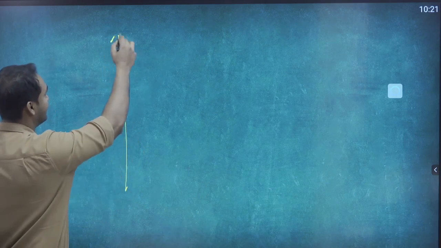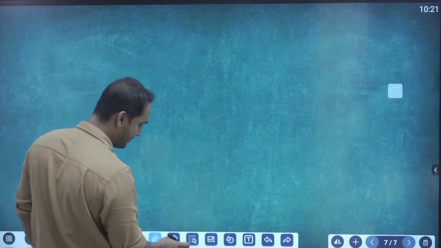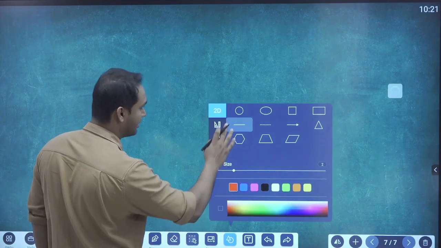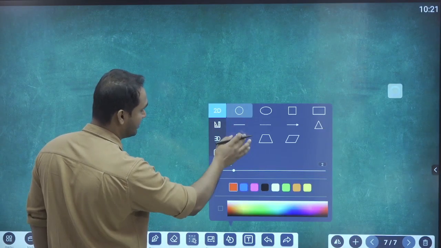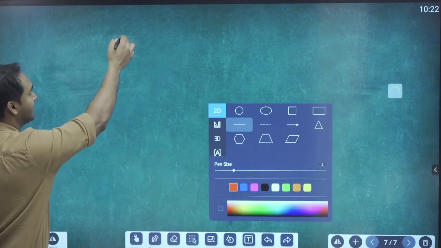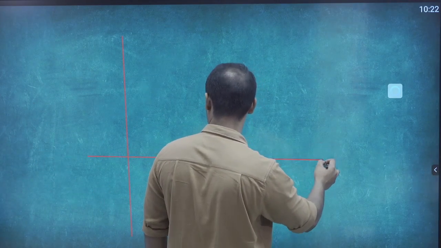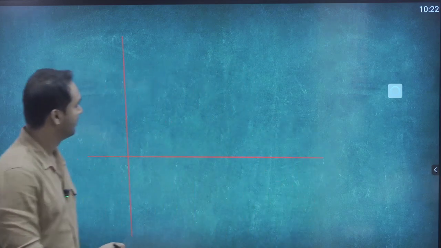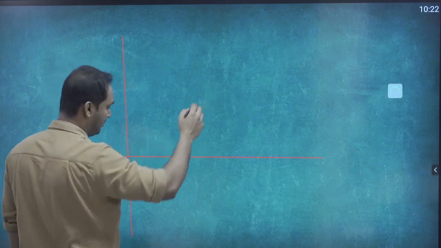So this is the y-axis anyway. We'll use the proper tools. Yes. Straight line, right? Okay. So this is somewhat the y-axis. And this is the x-axis. Nice. And the graph goes somewhere like AB graph.